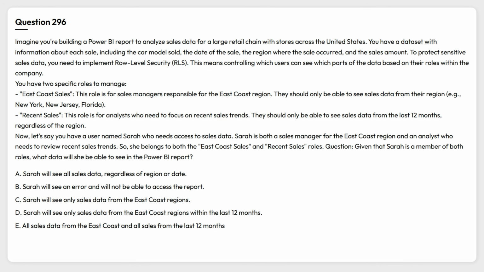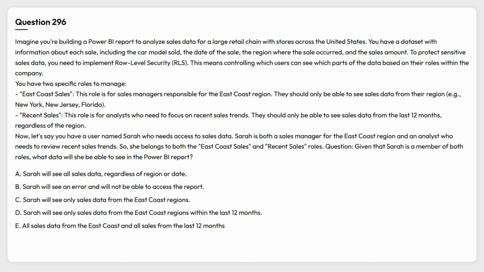You have two specific roles to manage. East Coast Sales. This role is for sales managers responsible for the East Coast region. They should only be able to see sales data from the region, example New York, New Jersey, Florida. Recent Sales. This role is for analysts who need to focus on recent sales trends. They should only be able to see sales data from the last 12 months, regardless of the region.